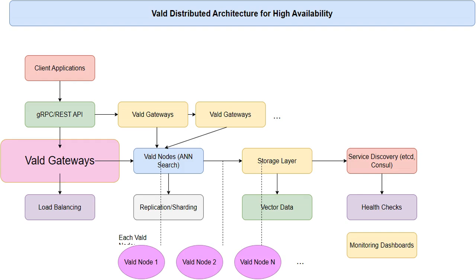Let's discover the Vald gateways. Vald gateways serve as the entry point for client applications. They handle request routing, load balancing, and authentication, providing a secure and efficient interface to the Vald cluster.